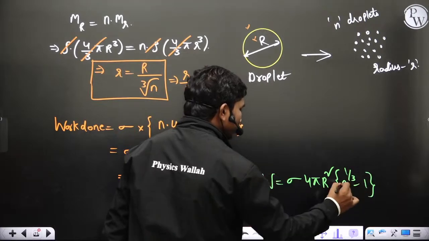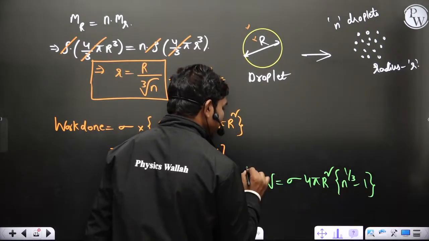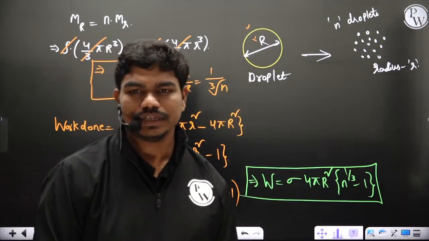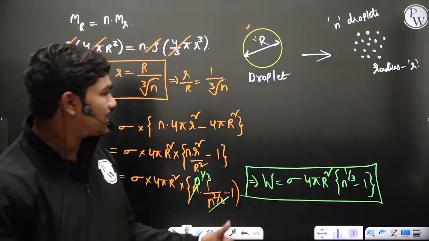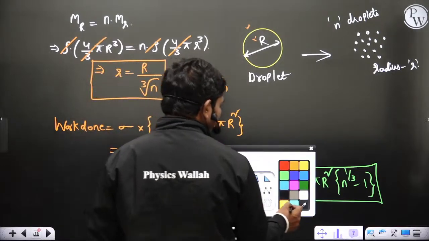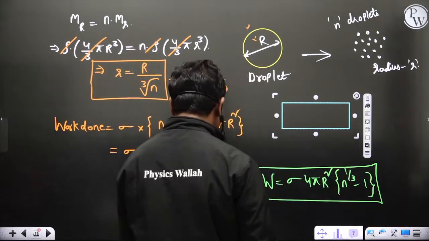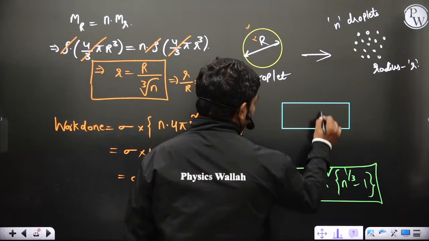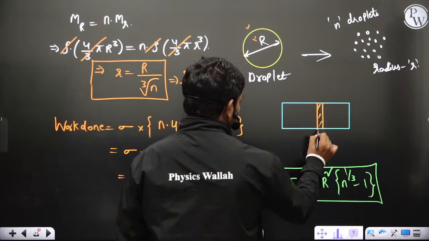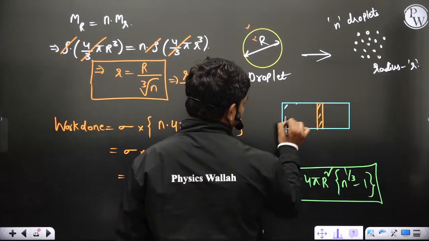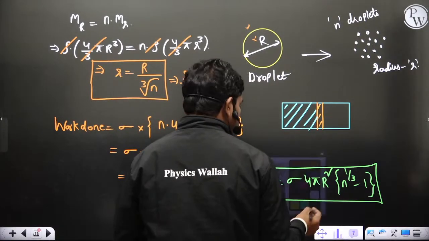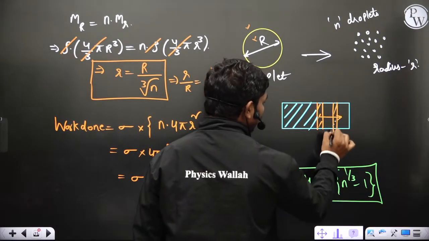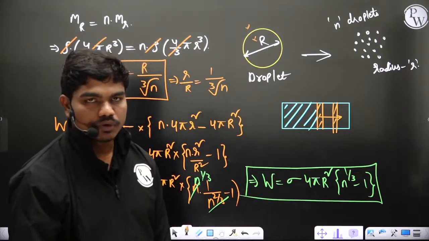Generally they give you this n value as 27 or 64, some cube value, so that this calculation is simple for you. This kind of question you might have done a lot of times. Similarly, they'll ask you this kind of question: they'll give you some strip, and suppose you have a piston like this, and there is a fluid layer here. Then they'll ask you to create a surface up to this particular point, what is the work done? Now you have to do work against surface tension.